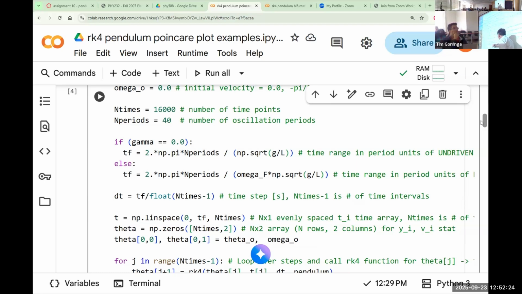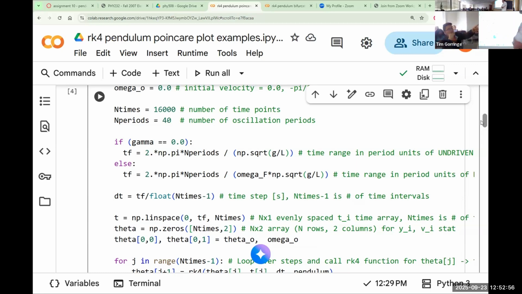So I define those and I set the very initial values of the position and the velocity to be the initial coordinates that I set up here for my pendulum. So that's the first element of the zeroth column, corresponds to theta, and the first element of the first column corresponds to omega.